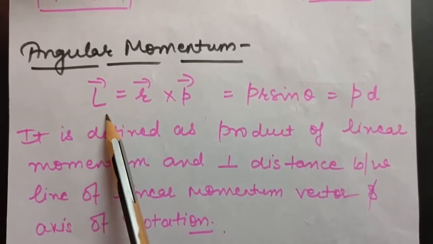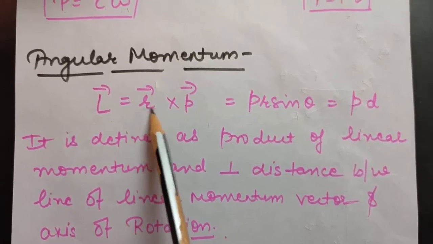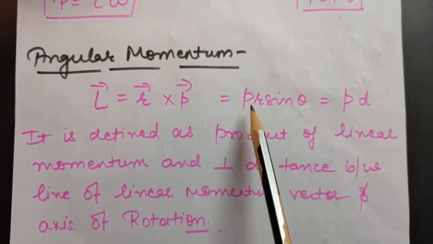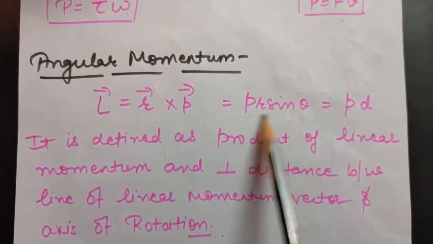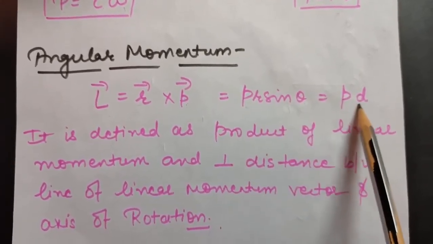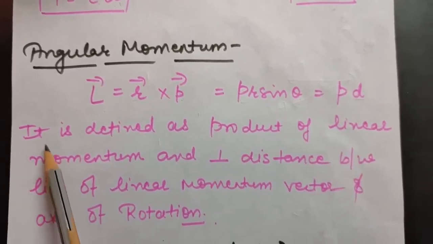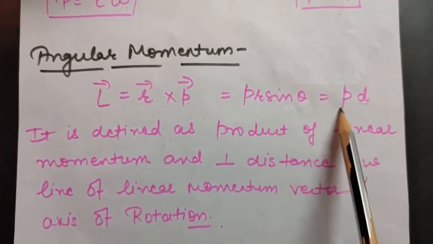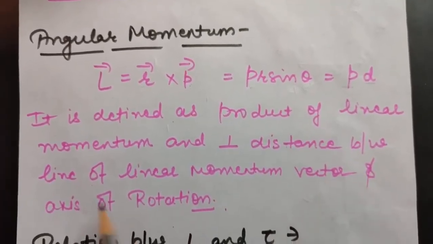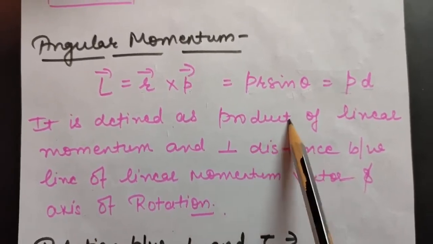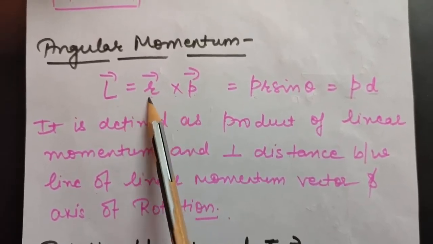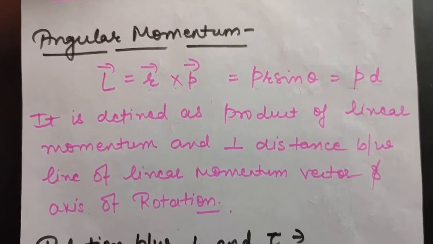Angular momentum is defined as the cross product of radius vector and the linear momentum, that is r cross p, or you can write it as p r sin theta. A cross b is ab sin theta, or again you can write it as p into d. So d is your r sin theta, again the perpendicular distance. So we can say it is defined as the product of linear momentum p and the perpendicular distance between the line of linear momentum vector and the axis of rotation. Either you can define it like this, or simply you can say the angular momentum is defined as the cross product of radius vector and linear momentum vector.